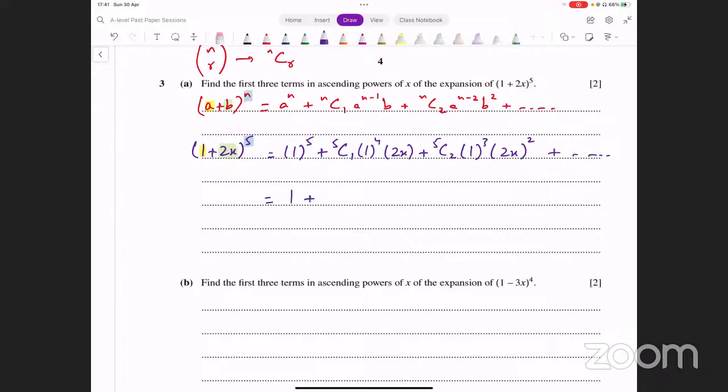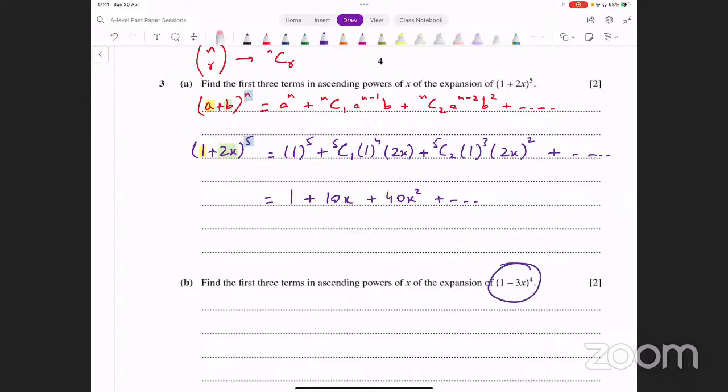So we have 1 plus 5C1 is just 5. 5 into 2 is 10, so that's 10x. Plus 5C2 is 10. 10 into 2 ka square, that is 4. So that's going to be 40. 10 times 4, that's 40. 40x square, and so on. This is the result that we get from this. Okay. Now it says find the first three terms in ascending powers of x of this expansion.